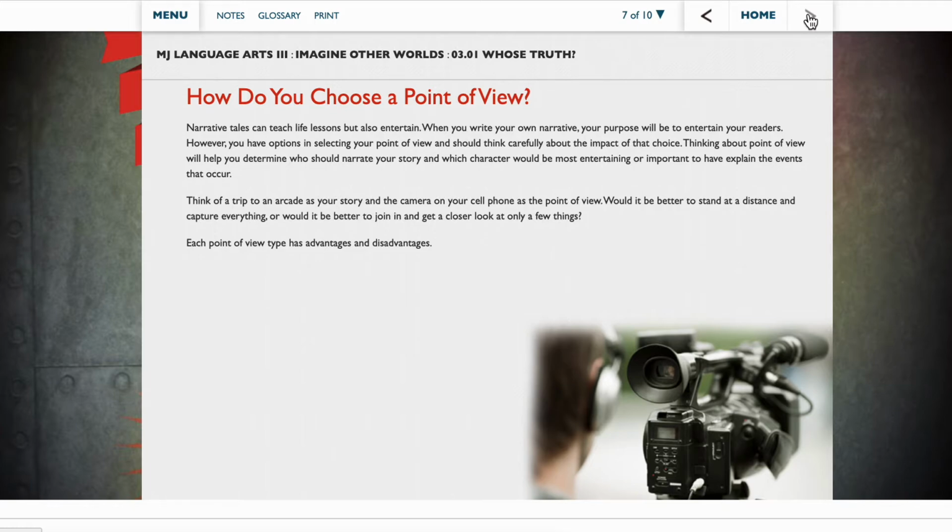Thinking about point of view will help you determine who should narrate your story and which character would be most entertaining or important to have to explain the events that occur. Think of a trip to an arcade as your story and the camera on your cell phone as the point of view. Would it be better to stand at a distance and capture everything, or would it be better to join in and get a closer look at only a few things? Each point of view has advantages and disadvantages.